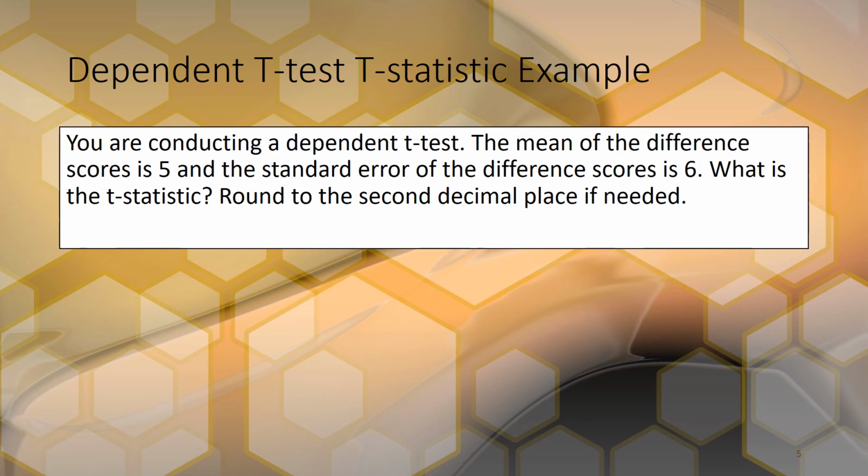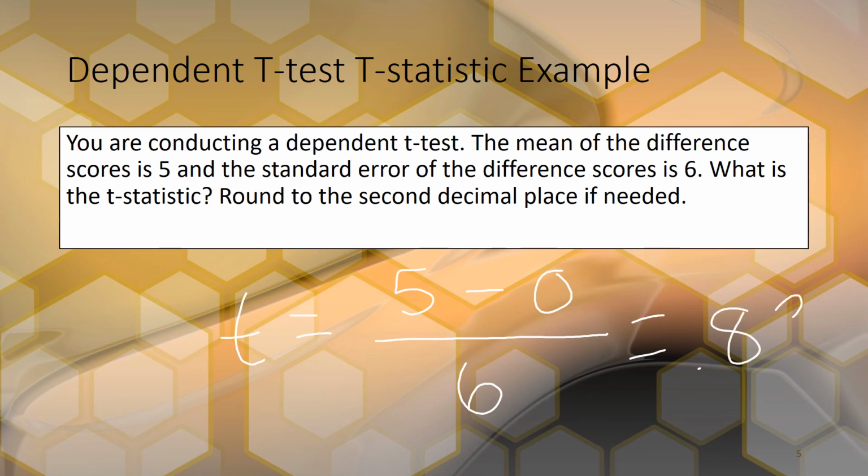So for this one, we have T equals, and our test statistic is the difference score mean, so that's 5. And remember, for 2 samples, the number in the null is always 0. And then you divide by the standard error, which is given to you. And that will give you 0.83. And that's it. Pretty simple.